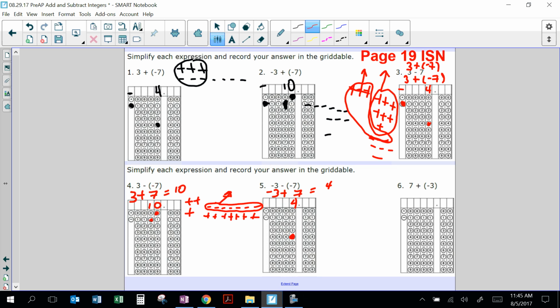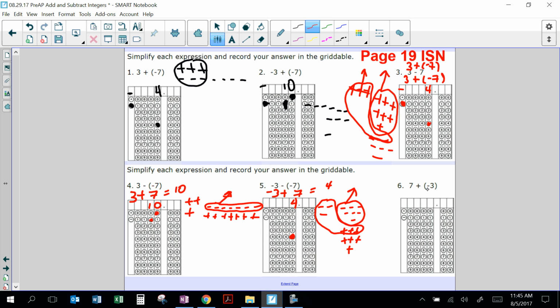Let's draw this if you don't trust me again. You start with negative 3. How can I take away negative 7 without changing the value of negative 3? I need 0 pairs, 7 sets of them. Take away these 7 negatives. What do you have left? Negative 3 and a 7 here. Negative 3 plus 7. These make 0 pairs. I'm left with 4.